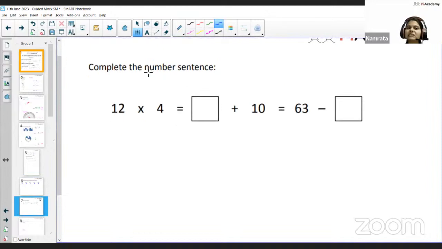We need to complete the number sentence. There's a calculation given to us. We need to find out what will be the unknown terms. Take your time.